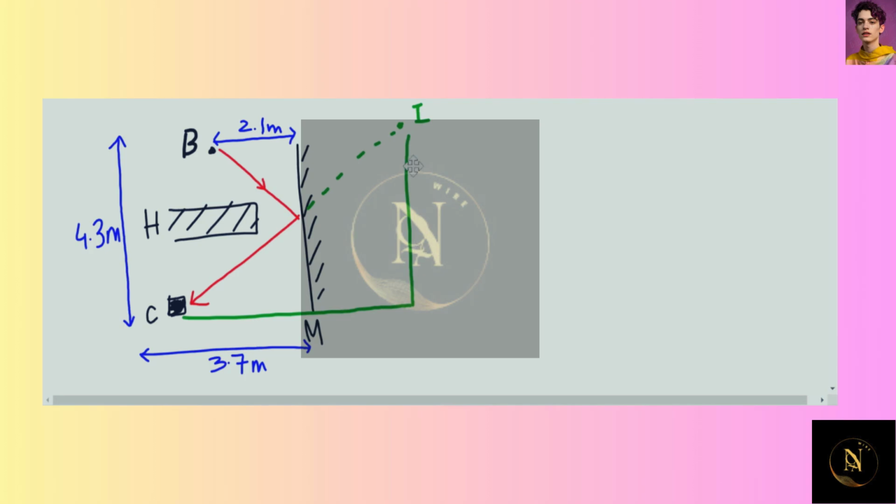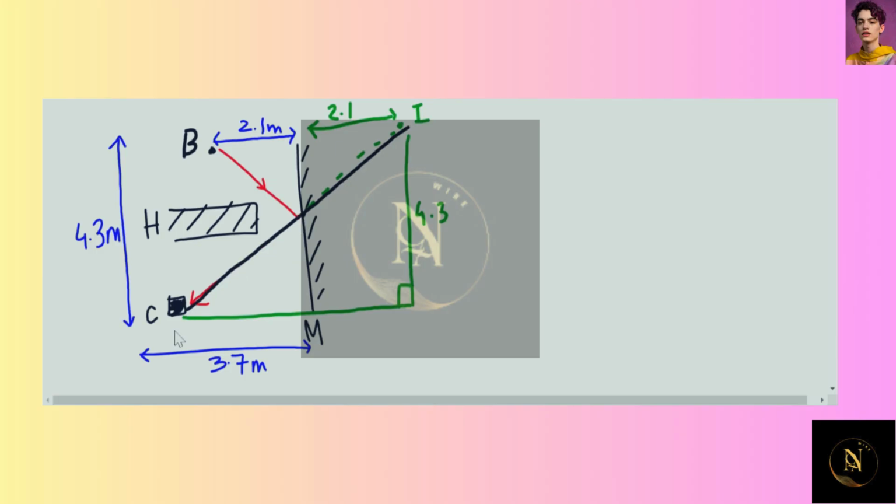I can use that point to draw a right angle triangle with the vertical height being equal to 4.3, which we had here, and the horizontal length being equal to 3.7 plus this length right here, which we can see is actually going to be the same as 2.1, because we said that the image is going to be formed at the same distance as the object was from the mirror. So it's going to be formed at 2.1 meters, and the vertical height we know is 4.3 because it's the same as this height right here.